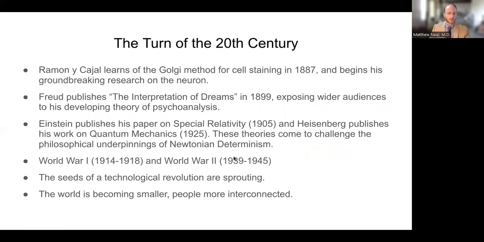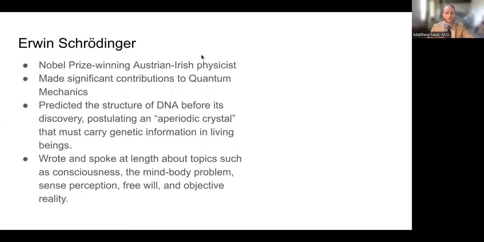So let's look at some of the history of complexity. You can trace it back somewhat further, but nobody really was working on this in a meaningful way until the 20th century. And for context, around the turn of the 20th century, you've got Ramon y Cajal's work on the neuron. Freud in 1899 has published Interpretation of Dreams. Special relativity and quantum mechanics are published. World War I and II. Basically, the seeds of a technological revolution are sprouting, and the world's becoming smaller, people more interconnected.